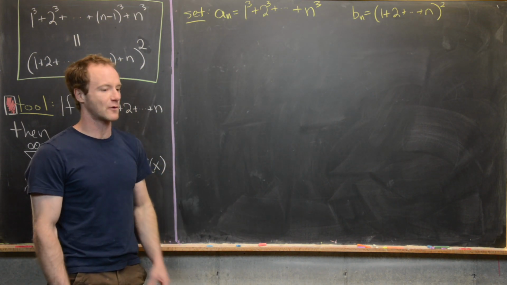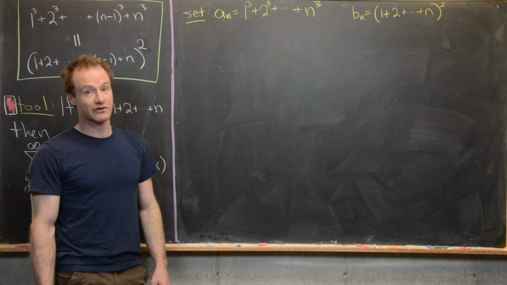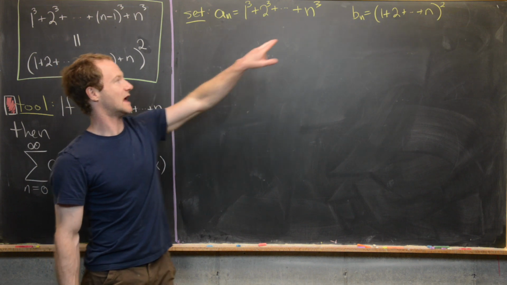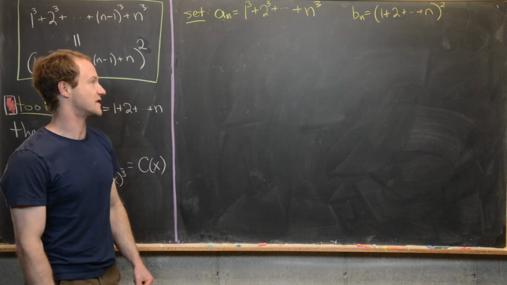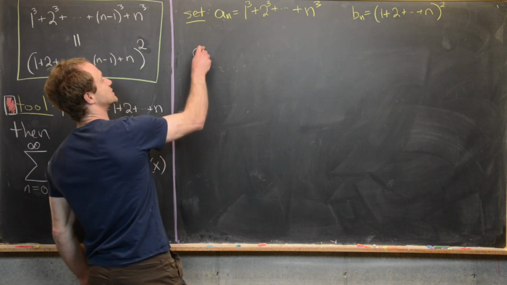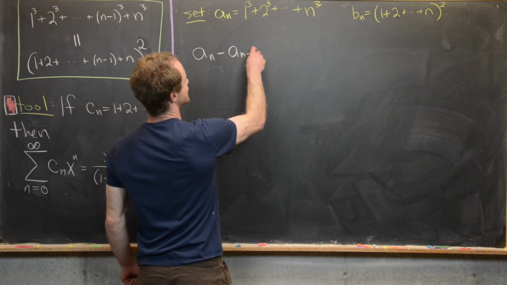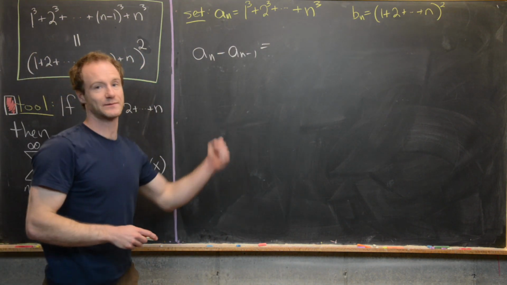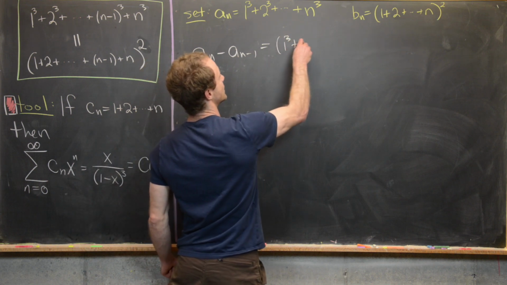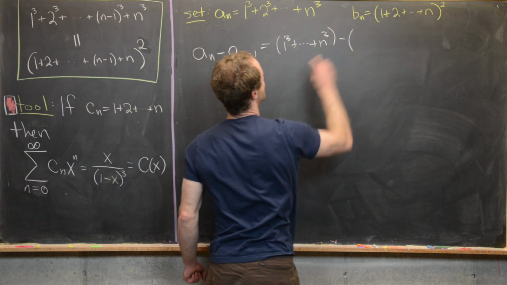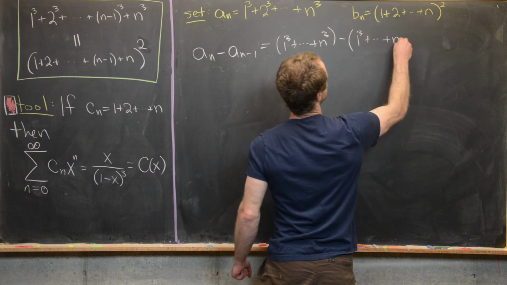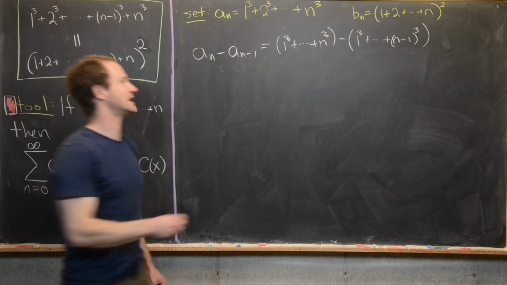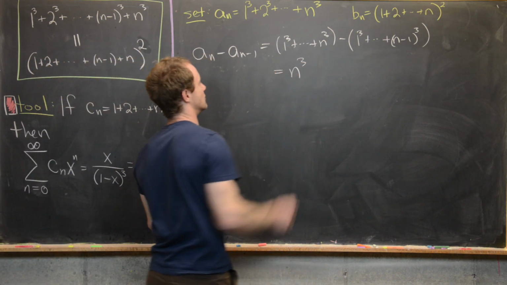And like I mentioned before, we're going to do this by looking at generating functions for each one. So we're first going to calculate the generating function for a sub n and then the one for b sub n, and we'll show that they are the same. The first thing that maybe we'll do is look at a sub n minus a sub n minus 1. And notice that's going to be 1 cubed plus 2 cubed all the way up to n cubed. So let's go ahead and write that down. 1 cubed all the way up to n cubed minus 1 cubed all the way up to n minus 1 cubed. But again, just like before, most everything cancels and we're left with n cubed.